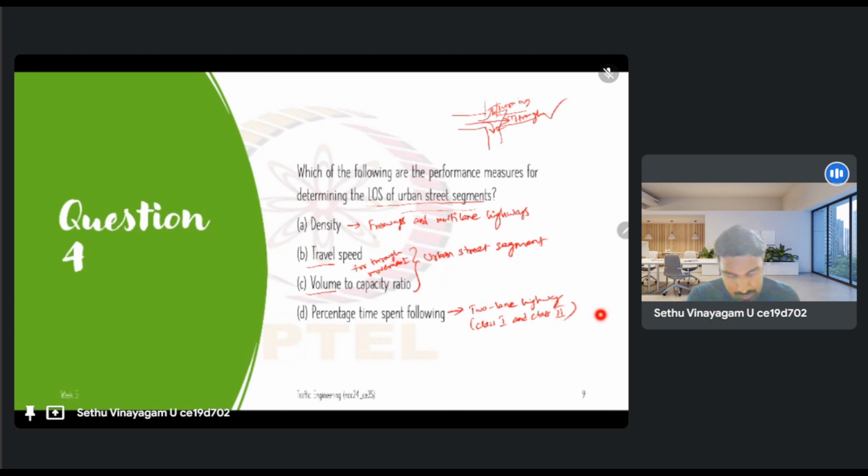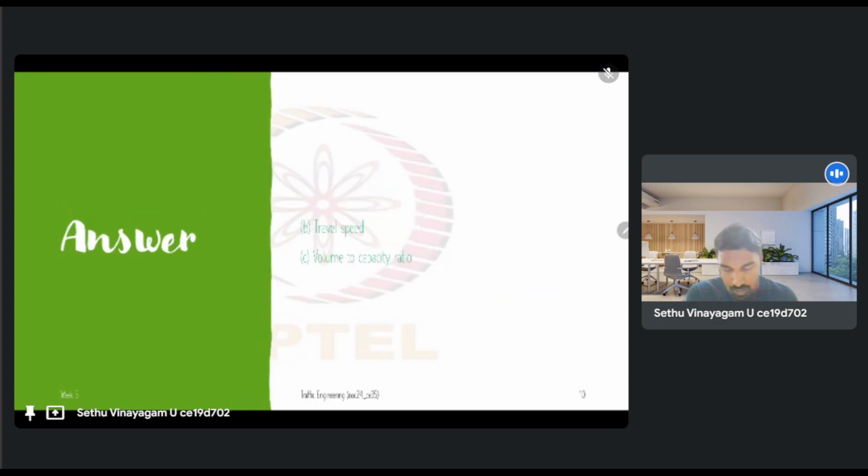Why? Because travel speed gives you a sense of the delay that is incurred when you are passing through the intersection. That's one of the measures, and the second is volume to capacity ratio. This gives you a sense of whether there is undersaturation or oversaturation and so on. These two measures together tell you the level of mobility that you can expect from this intersection for the given demand conditions. So the volume to capacity ratio and the travel speed together are used for the LOS determination. Therefore, B and C are the right answers for urban street segments.